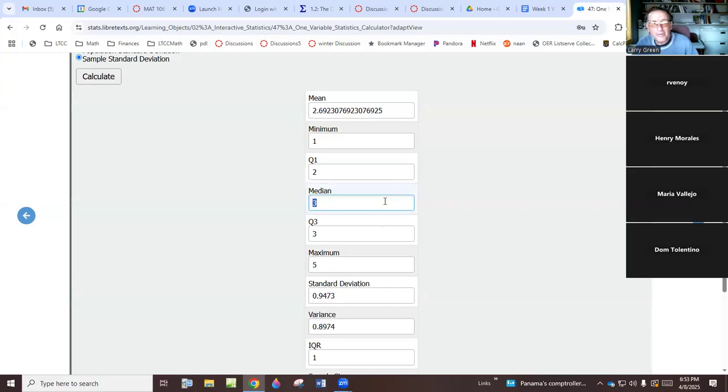Median. Who remembers what median is? That's something you get in probably like 5th grade or something. Anyone remember what median is?